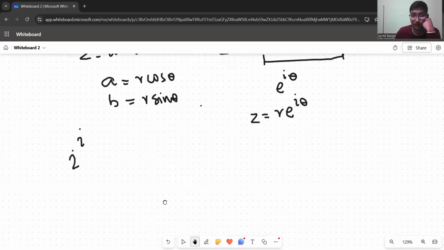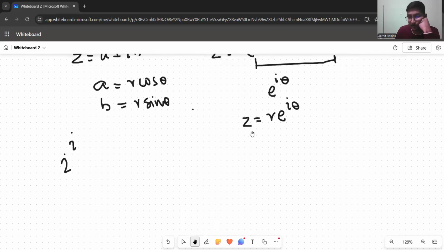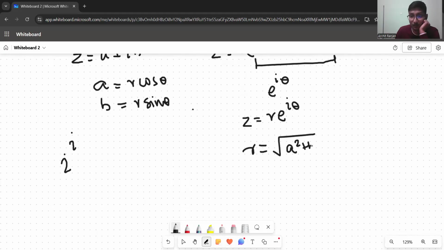And what we do here is we had z equal to r into e to the i theta, right? For the z, that was a plus i b. So r was basically the square root of a square plus b square, right? That's theta was something. So what about iota? It is a complex number, right? But a is equal to 0 and b is equal to 1.